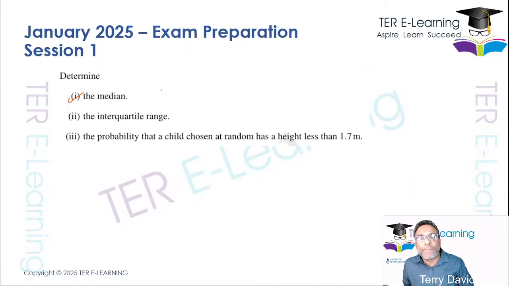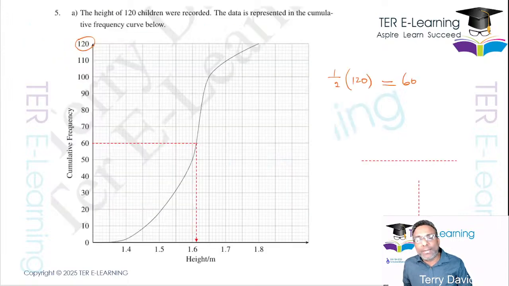So that's my median. It's going to be 1.61, and your unit in this case is meters, because this is what we're talking about here. You're talking about height. So that's the median.